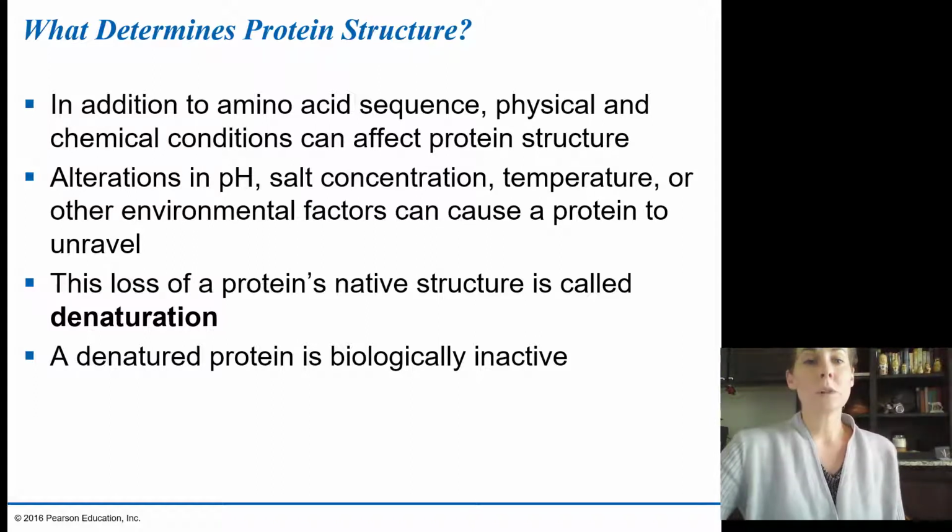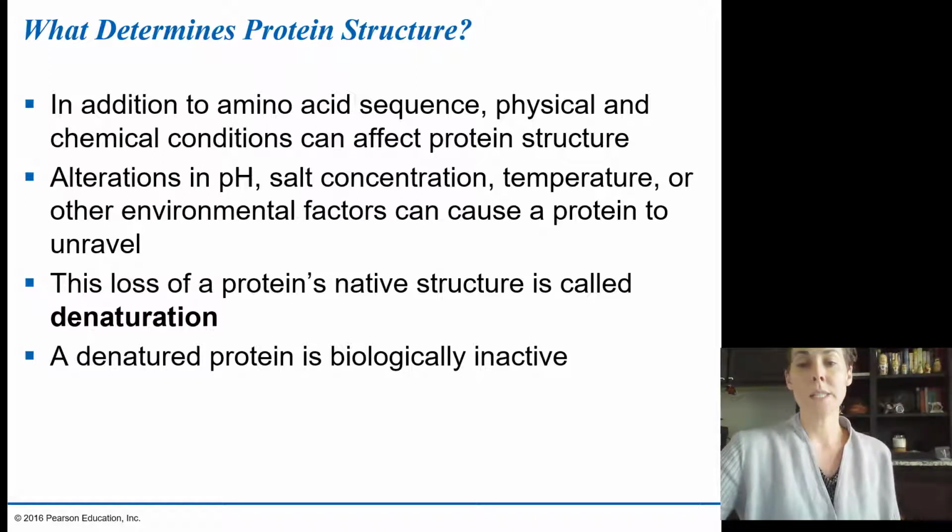So what determines protein structure? In addition to the amino acid sequence, there's also physical and chemical conditions that can affect protein structure. You know this when you straighten your hair or when you curl your hair. Heat changes the structure of the protein of your hair. So you can change the pH, change the salt concentration, change the temperature, or there's other environmental factors that will cause a protein to unravel.